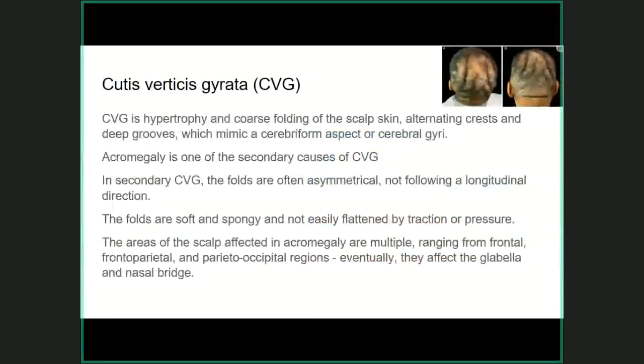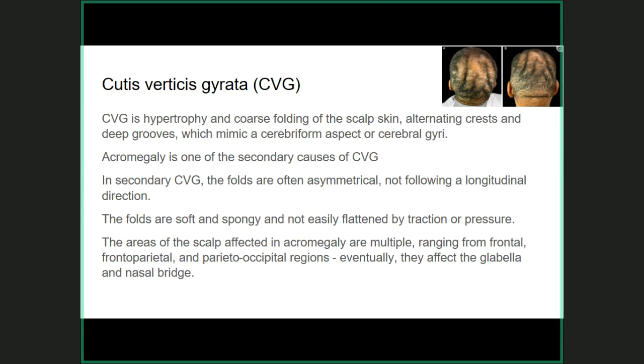So what is cutis? I chose to focus more on this because I think we know the rest of the manifestations better. CVG, or cutis verticis gyrata, is hypertrophy and coarse folding of the scalp skin with alternating crests and deep grooves almost resembling the brain, like cerebriform or cerebral gyri. Acromegaly is one of the secondary causes. There are primary causes as well. There could be multiple other causes for this condition: scalp diseases, genetic syndromes, testosterone use sometimes. The folds in CVG are soft and spongy and not easily flattened by traction or pressure. So you can't just smoothen these folds out.